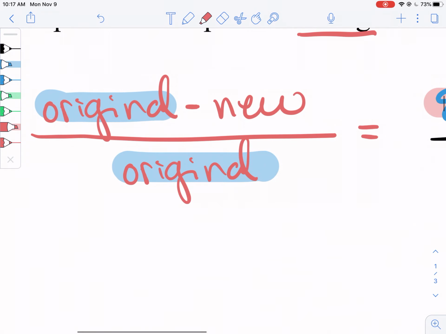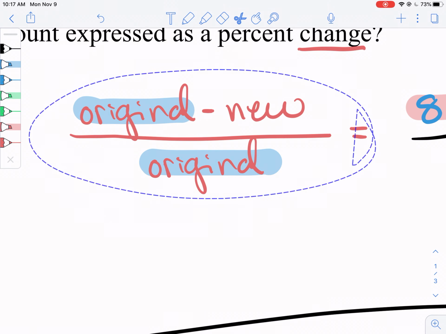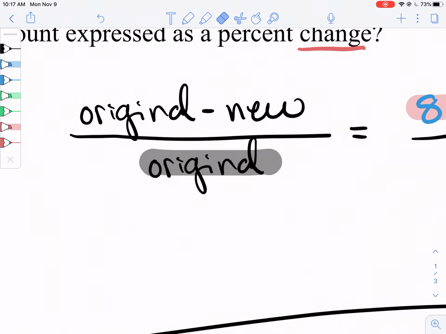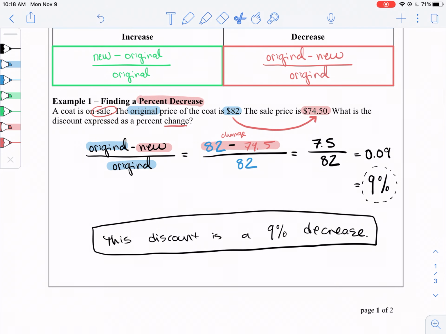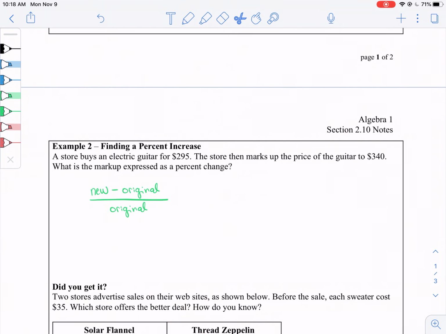For decrease, you take your original amount, you subtract the new amount, and you find out what percent of the original amount that was. To make this look better, I'm going to redo this real quick. So we took our original amount, subtracted our new amount, and put it all over our original amount again. Excellent. For our next one, we're going to find percent increase because the price is going to go up.